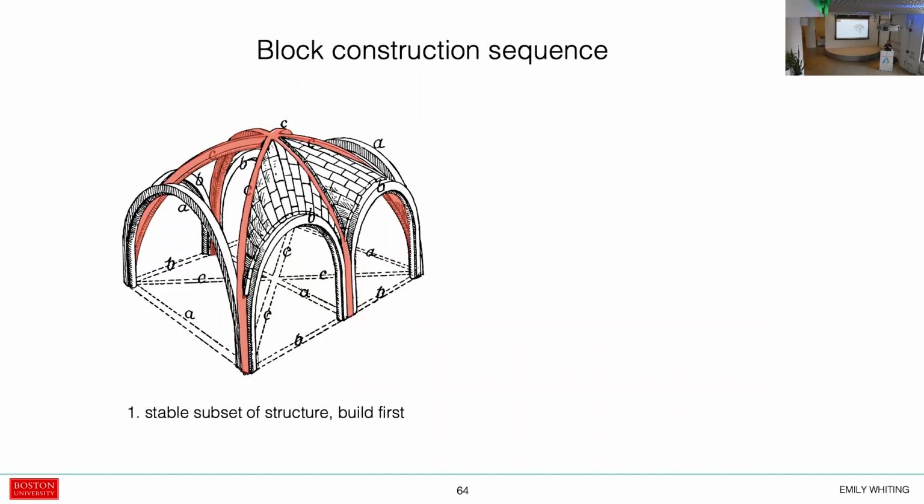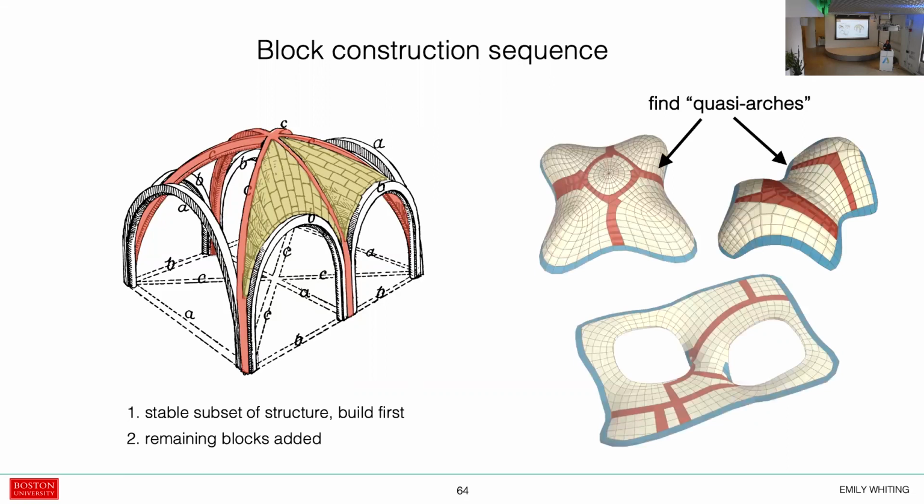And once those were built, they could act as a supporting formwork for the remainder of the structure. So as you put in the remainder of the shell, it can benefit from the stability of the initial structure that's laid down. So we were interested in how we could produce those same subsets that are stable within a more general shell. For freeform shapes, we term these quasi-arches in terms of their stability properties.